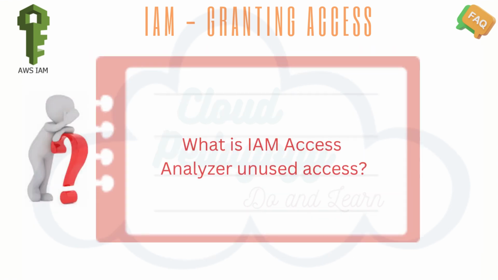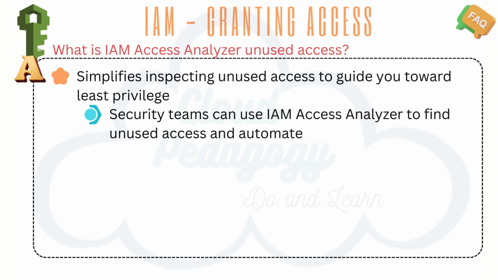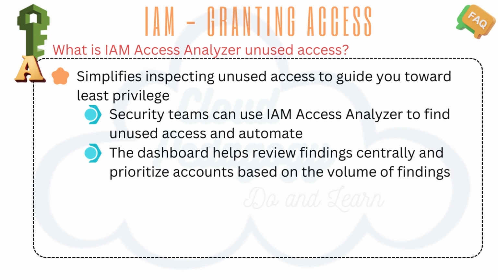Next is, what is IAM Access Analyzer unused access? IAM Access Analyzer simplifies inspecting unused access to guide you toward least privilege. Security teams can use IAM Access Analyzer to gain visibility into unused access across their AWS organization and automate how they right-size permissions. When the unused access analyzer is enabled, IAM Access Analyzer continuously analyzes your accounts to identify unused access and creates a centralized dashboard with findings.